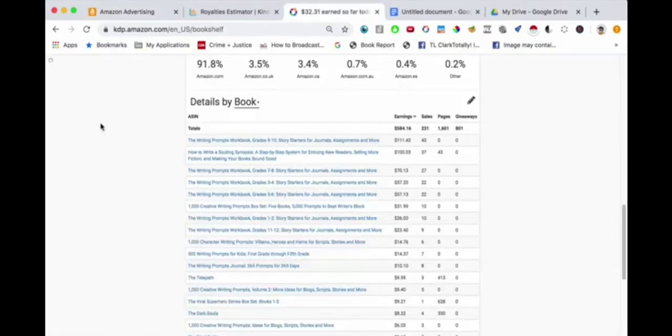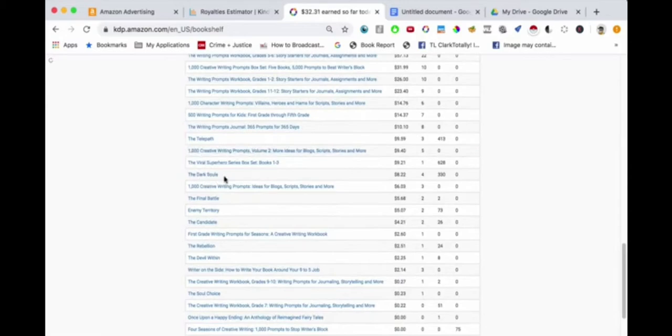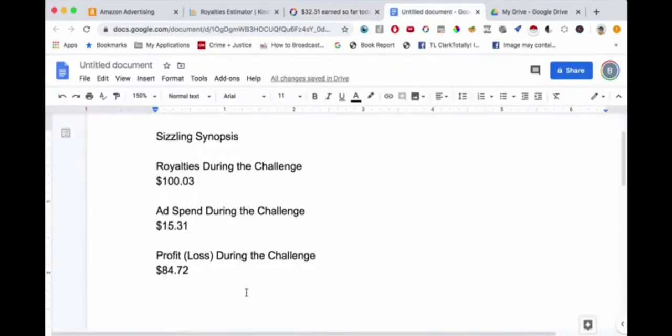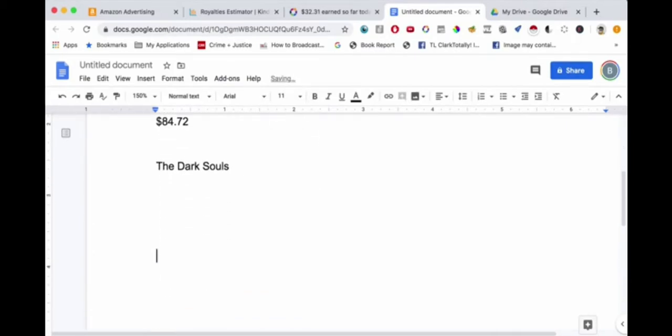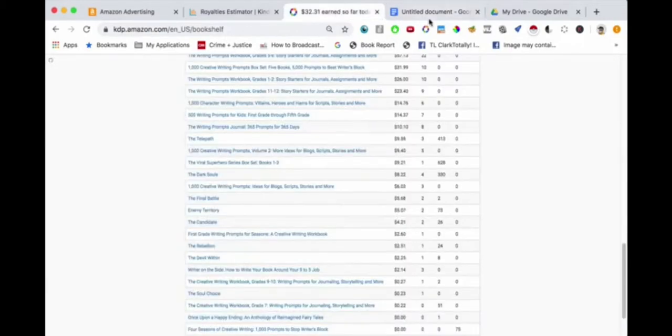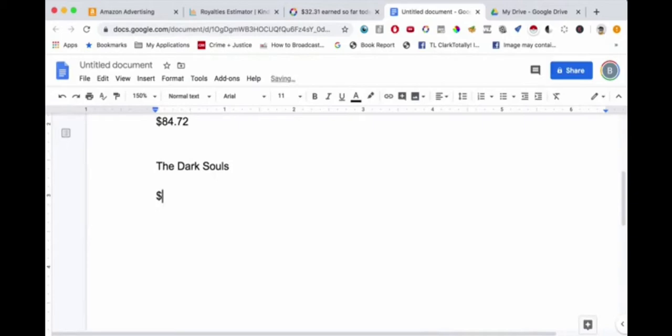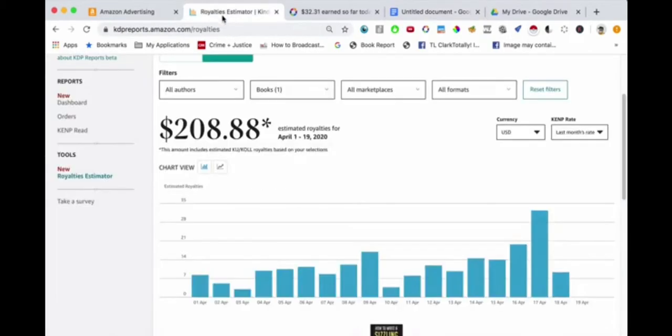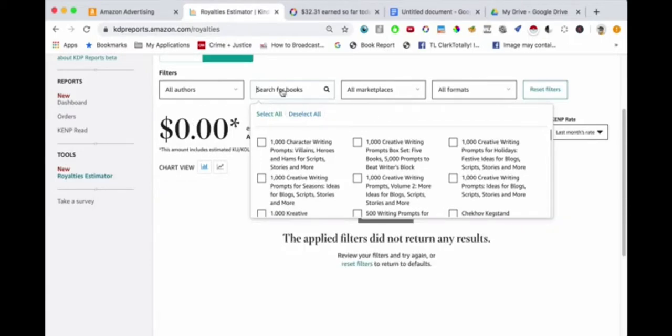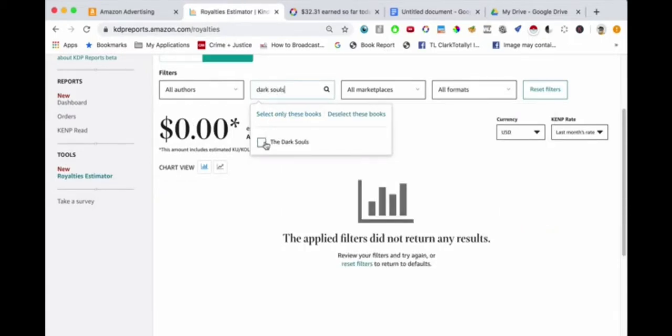But let's take a look at a book that probably didn't make nearly as much. So we have the book here, The Dark Souls. This is the first book in my superhero series. We have $8.22 is what it earned during the challenge. All right. This book is in Kindle Unlimited. And let's bring that up on our royalties dashboard as well. So we're going to deselect. I'm going to say Dark Souls, select.